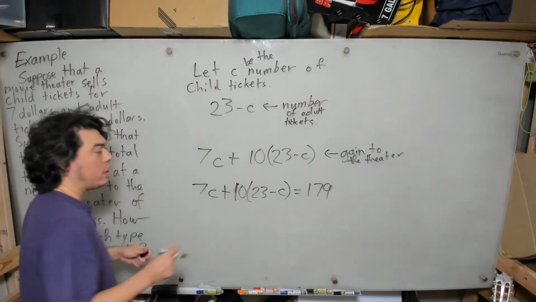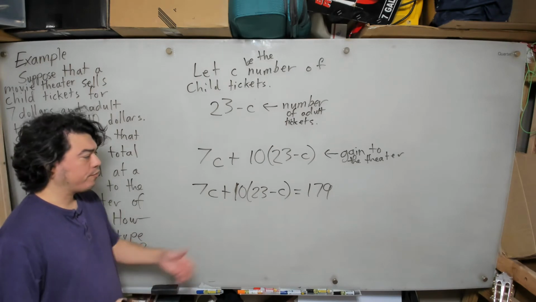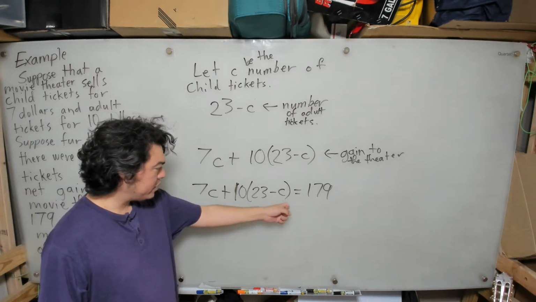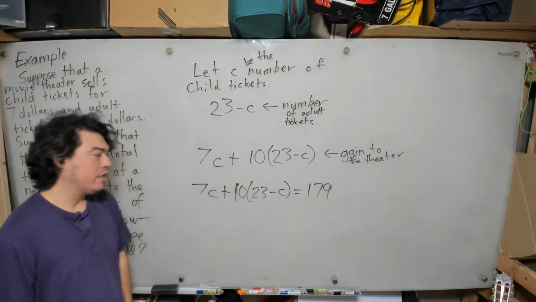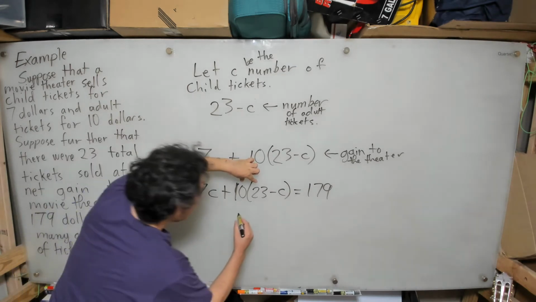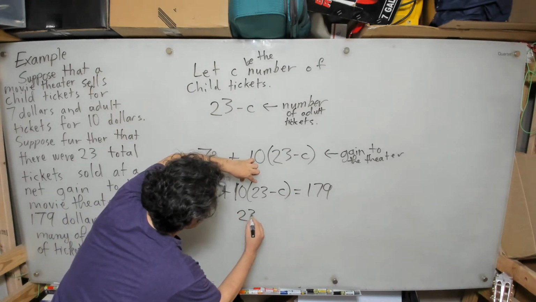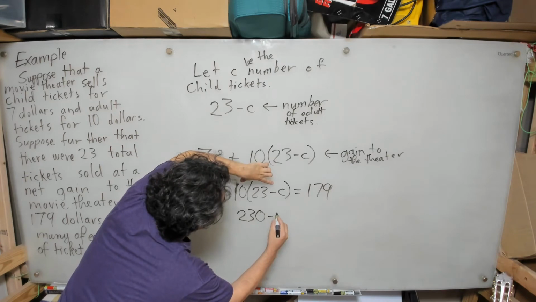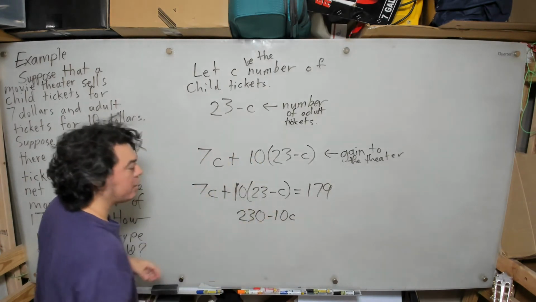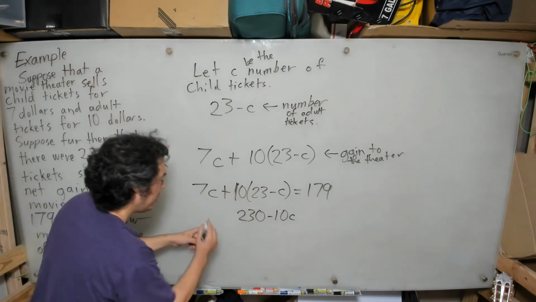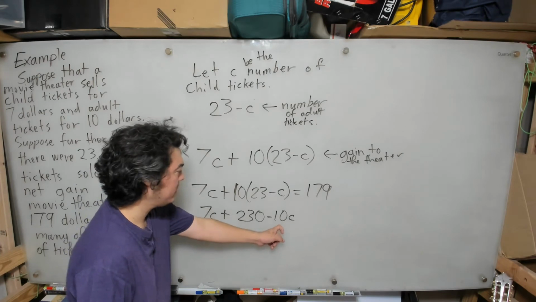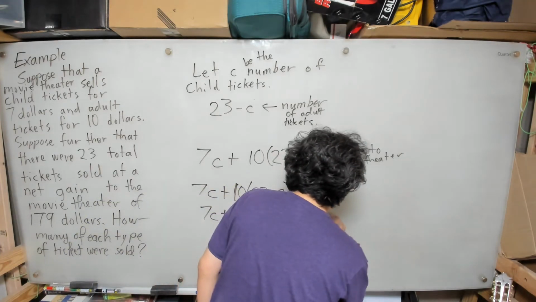Now we're going to solve this equation. The first thing I want you to notice is that I have a number times this parenthesis, and so I'm going to have to distribute. So 10 times 23 is going to be 230, minus 10C, because here is a positive 10 times a negative C, a plus times a minus is a minus. Then I bring down the 7C. 7C plus 230 minus 10C will equal 179.